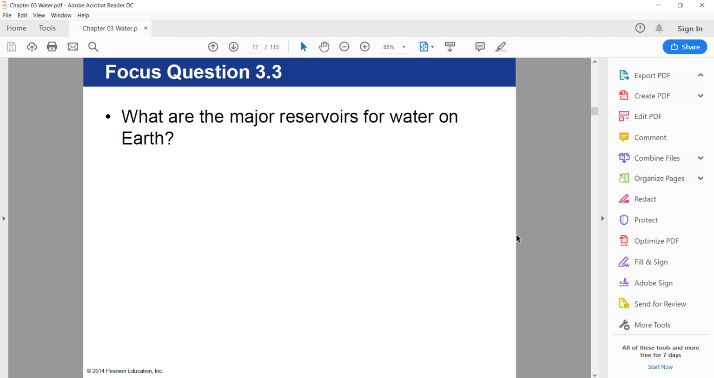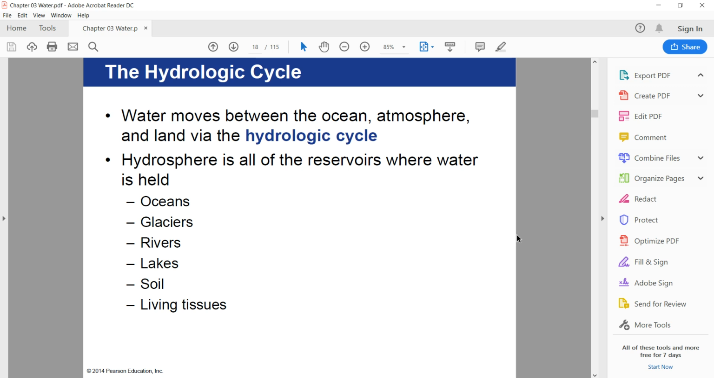Now we will look at the hydrologic cycle. I have also posted a video that you can go over that will explain the idea of the hydrologic cycle. What are the major reservoirs for water on Earth? Reservoirs are the storage places where water is most commonly stored on Earth.